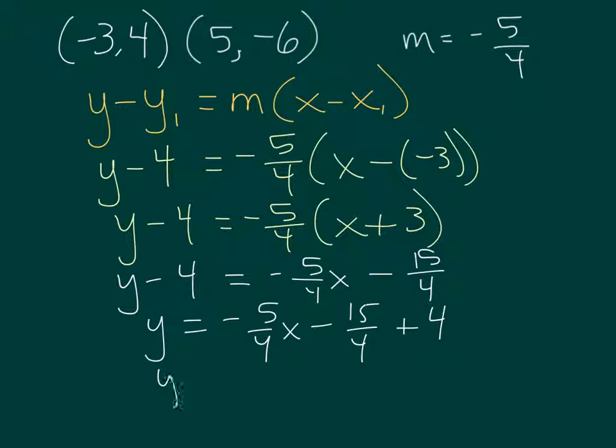So I need to simplify this. Negative 5 over 4x. Let's see. That would end up giving me a plus 1/4. And I got that, by the way, because this 4 I can rewrite as 16 over 4. So I would have a minus 15 plus 16 over 4. That's how I got the plus 1/4.